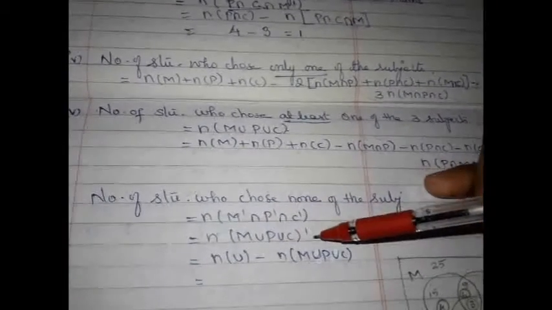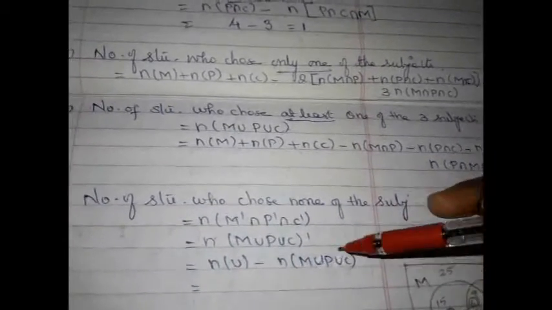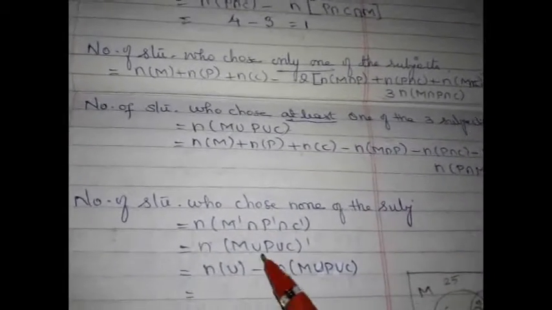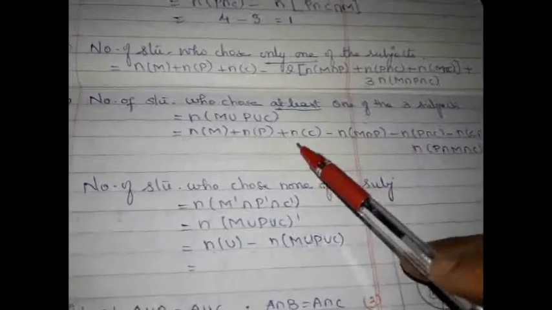None of the subjects means all the 3 complement. All the 3 complement you can write as the whole dash, which is nothing but n of U minus n of M union P union C, which is nothing but n of A dash. n of A dash is n of U minus n of A. And you know how to apply the formula for this, right? Apply this formula and get your answer. Suppose in the question they have asked both the questions, the answer of this subdivision you can use it directly here and you can solve it.